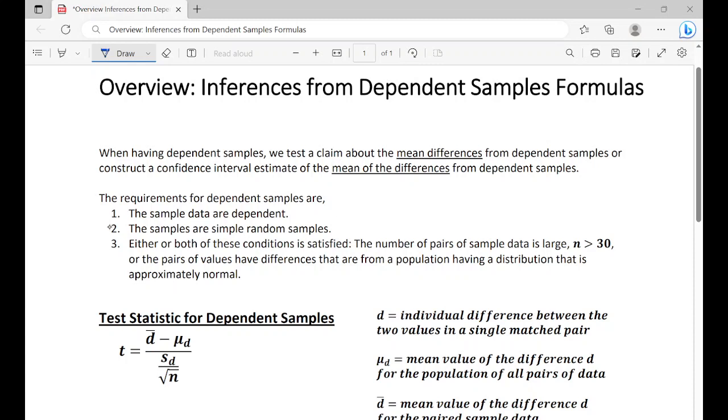They are: 1. The sample data are dependent. 2. The samples are simple random samples. And 3. Either or both of these conditions is satisfied: the number of pairs of the sample data is large, n being greater than 30, or the pairs of values have differences that are from a population having a distribution that is approximately normal.